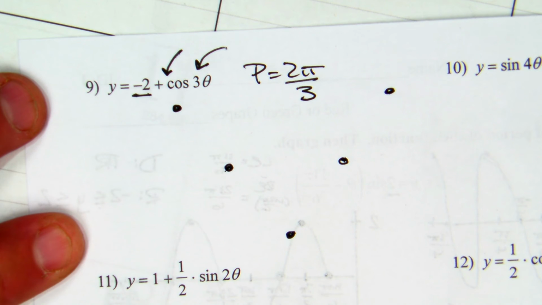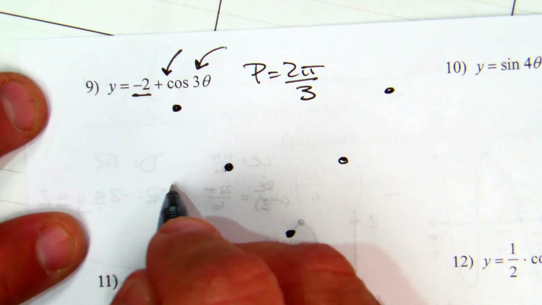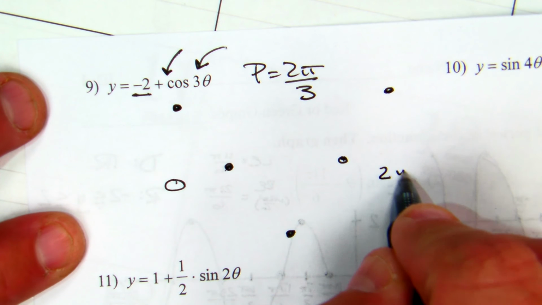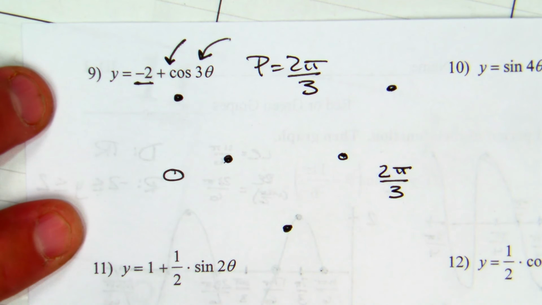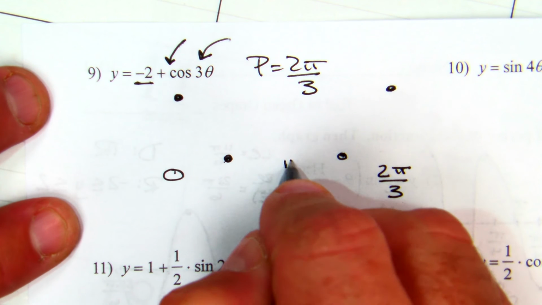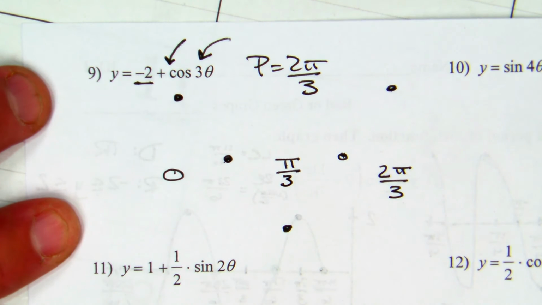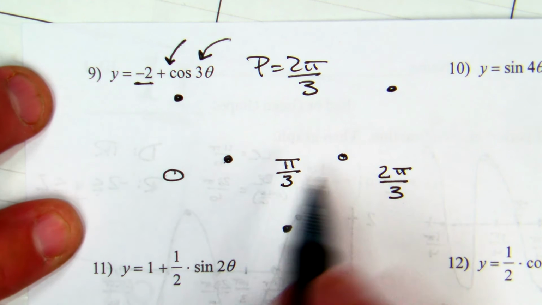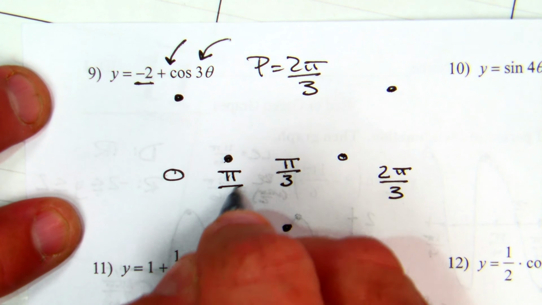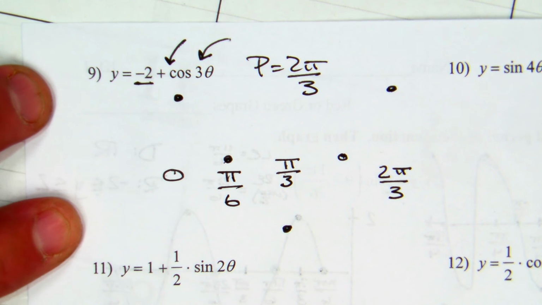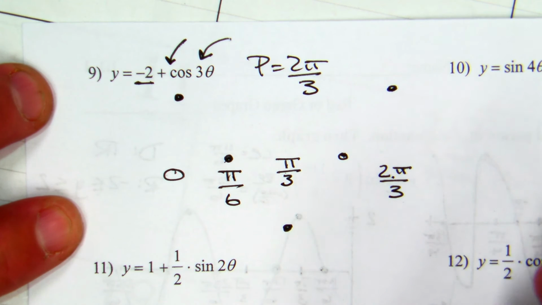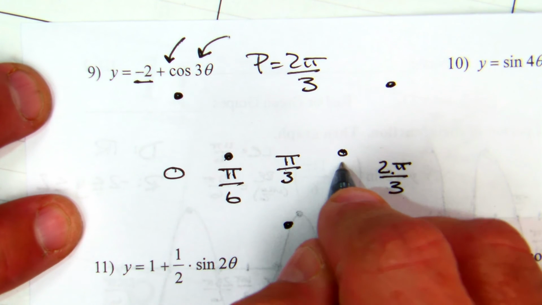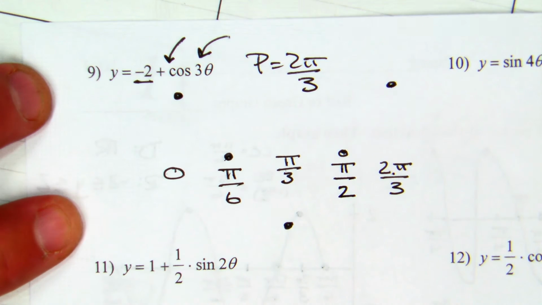So here's my 0. Here's my 2 pi over 3. To get my halfway point, I'm going to do half of 2 pi over 3, which is pi over 3. Halfway to pi over 3, because it's odd, you double the denominator, so that's pi over 6. Same thing with halfway between pi over 3 and 2 pi over 3: you'd have 3 pi, which is odd, so you double the denominator. You end up with 3 pi over 6, which is pi over 2.